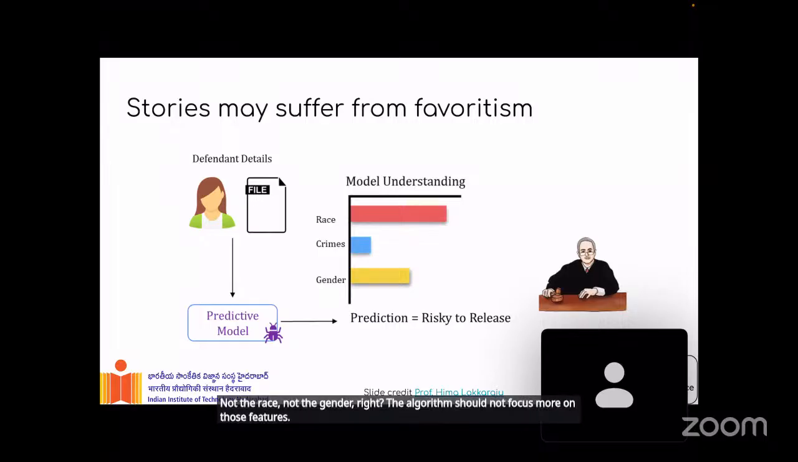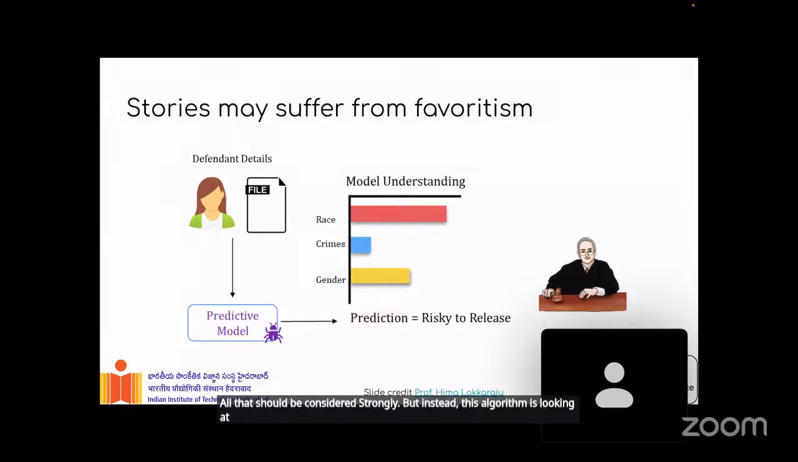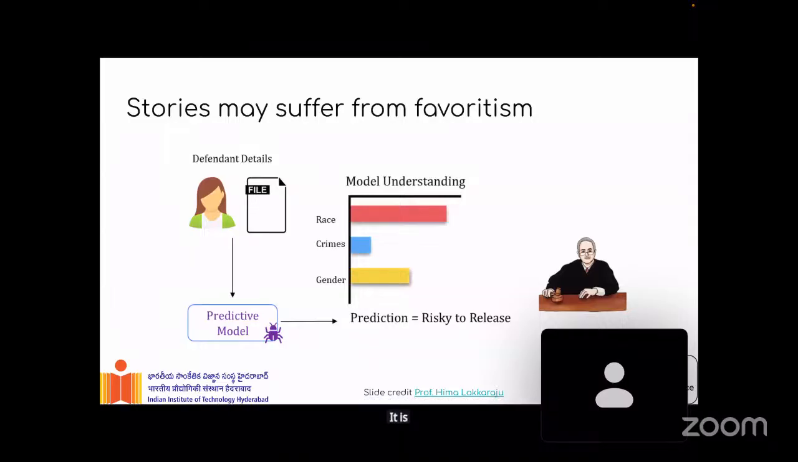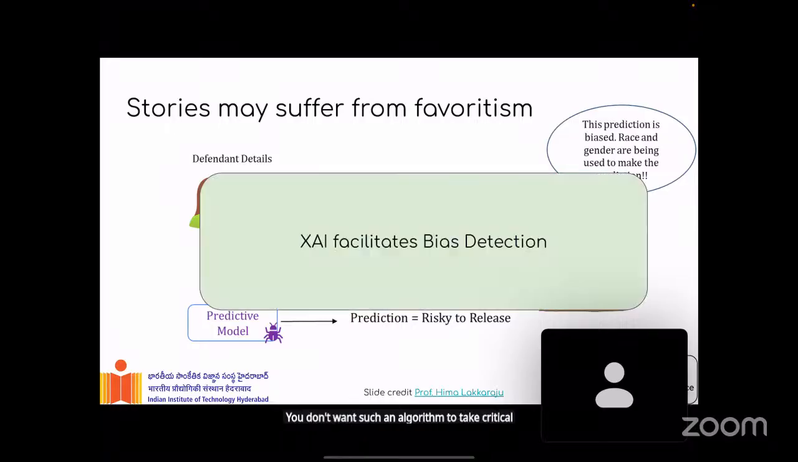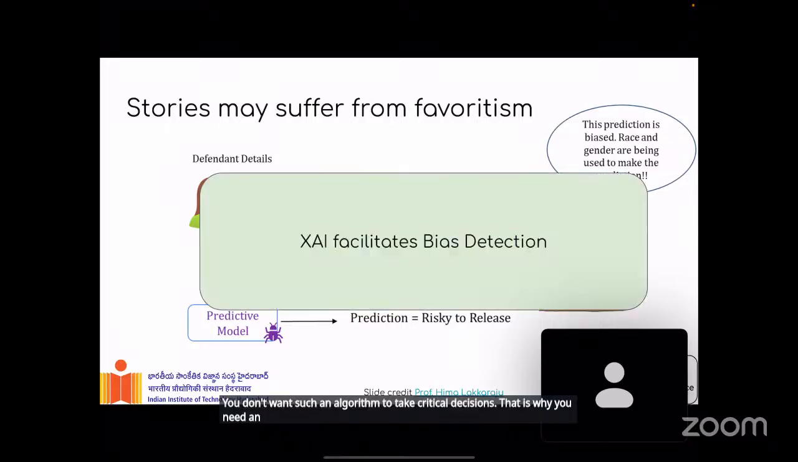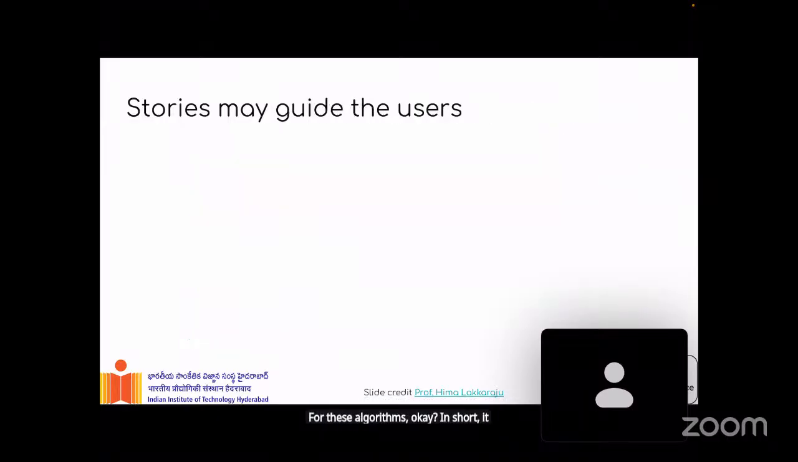Instead, it should focus more on the nature of the crime, severity of the crimes, frequency of the crimes. All that should be considered strongly. But instead, this algorithm is looking at what race the person belongs to, what gender the person belongs to. It is discriminating based on these factors, right? So this algorithm is biased. You don't want such an algorithm to take critical decisions. That is why you need an explanation for these algorithms. Okay, in short, it facilitates bias detection.